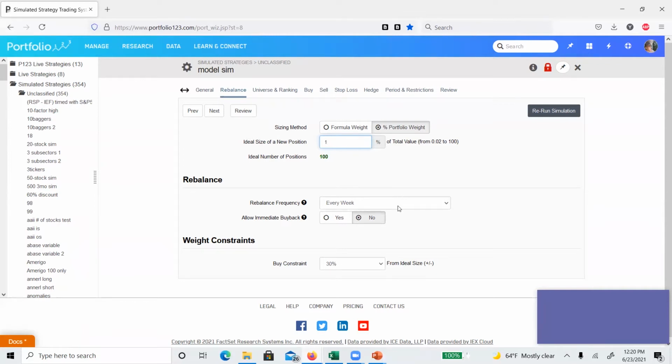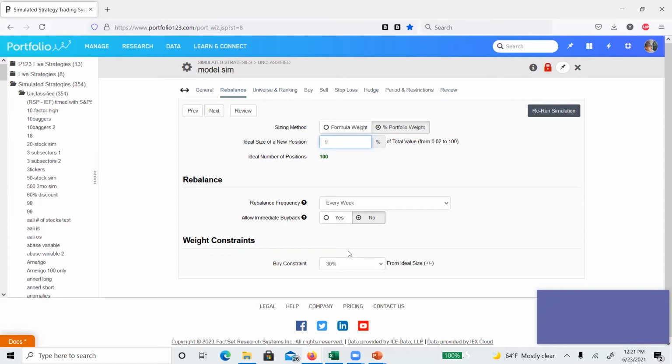And rebalance frequency is pretty clear. If you're rebalancing less frequently than every 4 weeks, you should probably later run a rolling backtest of the simulation, and I'll get to how to do that later. I always allow immediate buyback if I have buy rules and sell rules that can conceivably apply to the same stock. Also, if you want your simulation to act just like a screen and simply sell everything and buy it back, obviously you want to use that button.